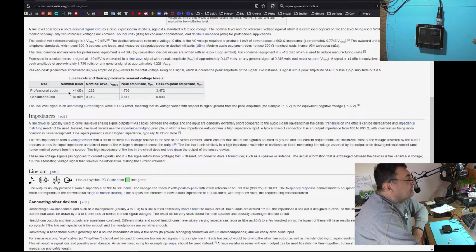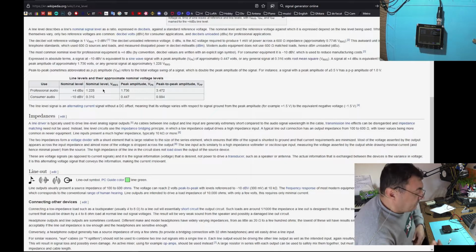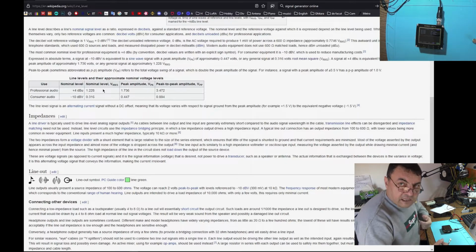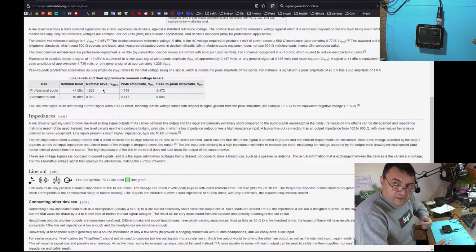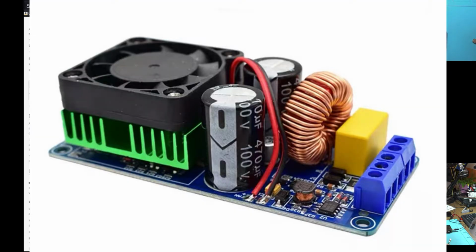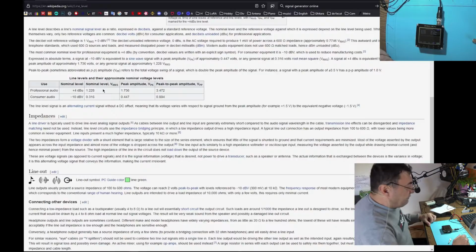Okay, what I'm trying to say is that professional audio, meaning console mixers, preamps, microphone preamps and so on, usually delivers a much higher signal. It's plus 4 dB and peak to peak 3.472 volts. But we have to look at this number here, 1.228. So it's much closer to the 1.5 a power amplifier needs. That was my mistake when I was testing the Class D amplifier a few years ago. The level from the mobile phone wasn't enough to drive that amplifier.